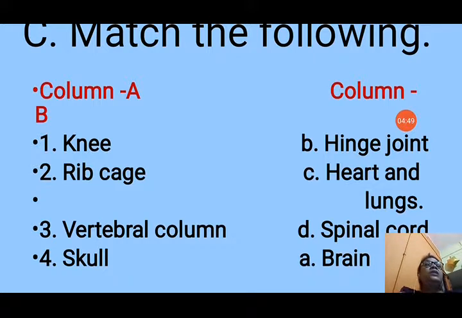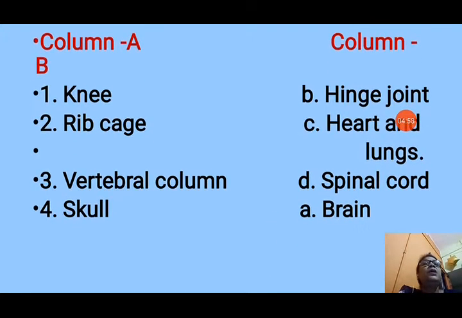We know that the knee is a hinge joint. It allows movement in one direction. So option B, hinge joint, will be correct. Match the rib cage. You have seen that our rib cage protects our heart and lungs. So the rib cage will match with C, heart and lungs.